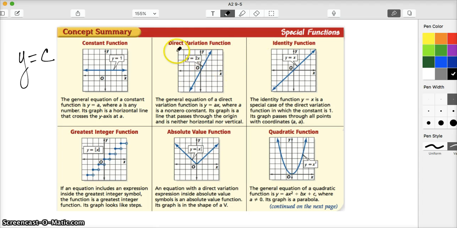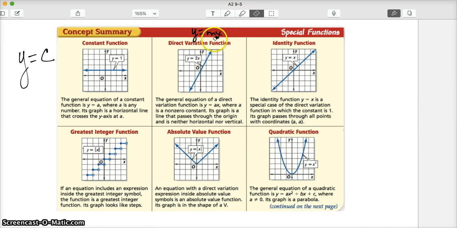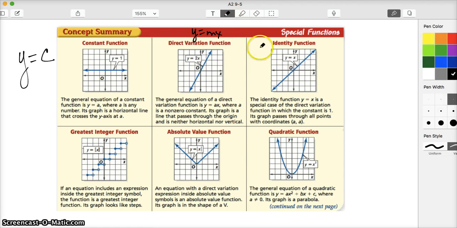Okay, another function is the direct variation function. So we just talked about direct variation, and basically this function is a linear equation that has its y-intercept at 0. So you can think about y equals mx plus b, but the b value is 0, so it's just y equals mx, or y equals kx if you're thinking about direct variation. It always goes through the origin.